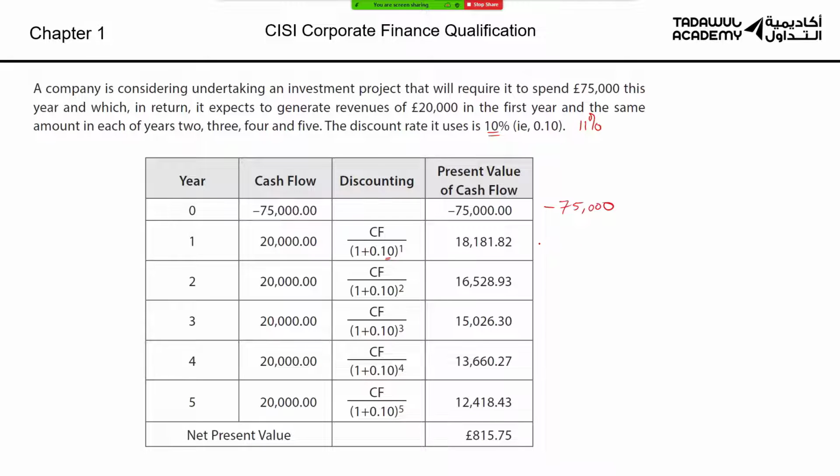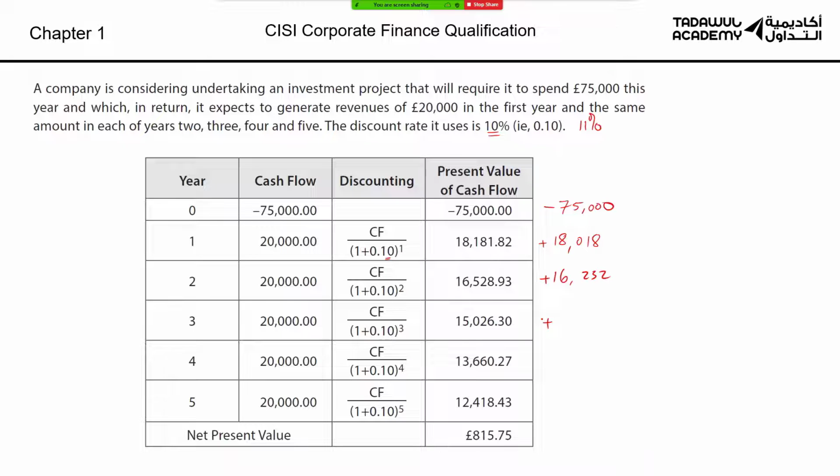So that's going to give us a cash inflow of 18,018. And then in the next year, we have to put it to the power 2. So that's going to give us a cash inflow of 16,232.